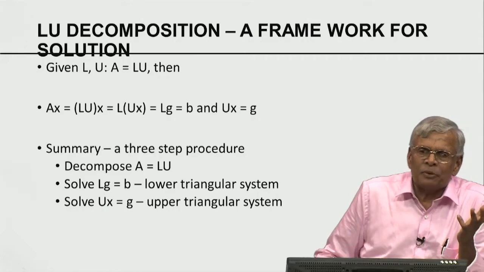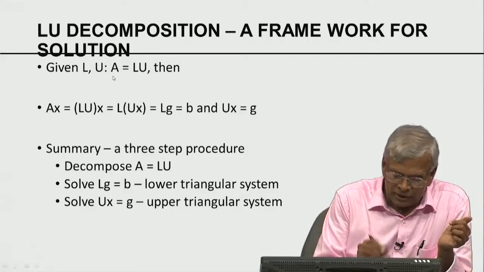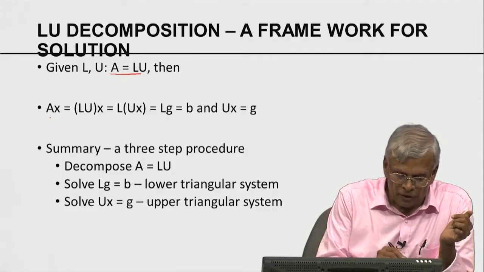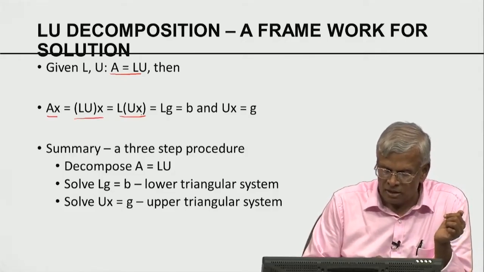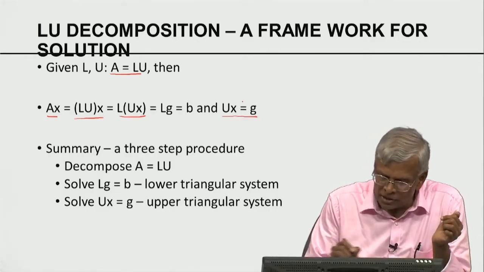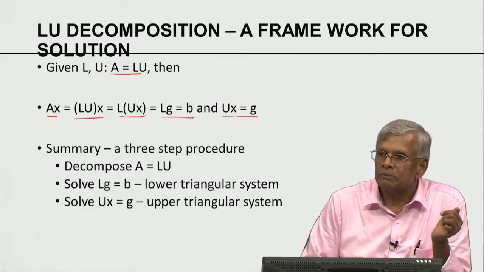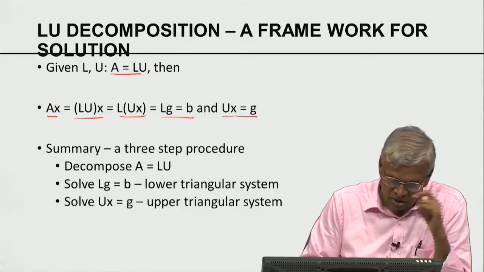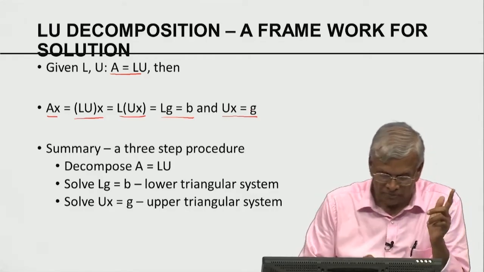Now the question is this: once I have computed the L and U, what do I do with it? Now let's go back. A is equal to LU. Therefore, AX is equal to LUX. LUX can be written as L times U of X. Now I can write U of X is equal to G. If U of X is equal to G, then this becomes LG is equal to B. So AX is equal to B reduces to LG is equal to B. And then to uncover X, I have to solve UX is equal to G.